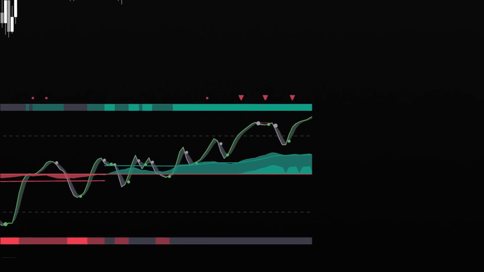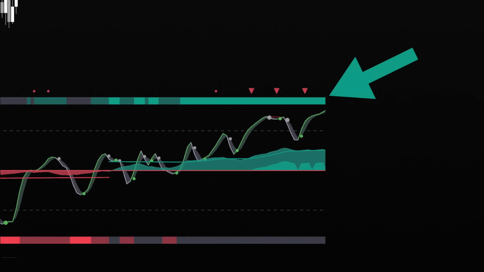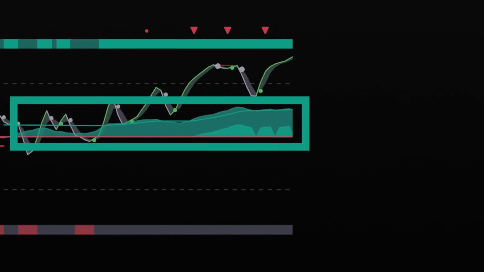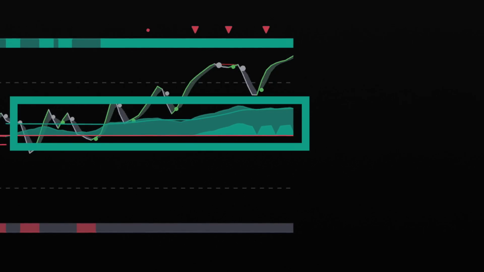Now, looking at this price action, the first thing that stands out is the bright green confluence zone. That's your signal that multiple features are aligned in support of this uptrend. But let's break it down even further. Notice how smart money flow consistently made higher highs, each time pushing through the thresholds with strength. That's a clear sign of ongoing buying interest in the market.